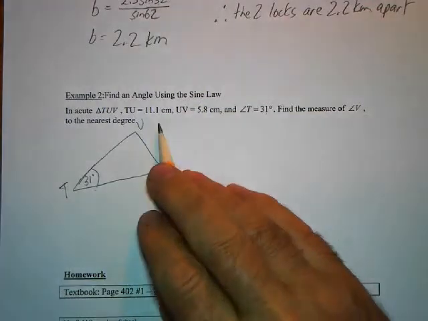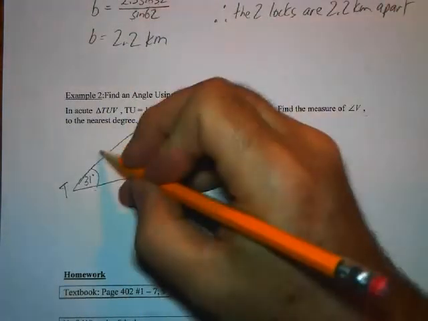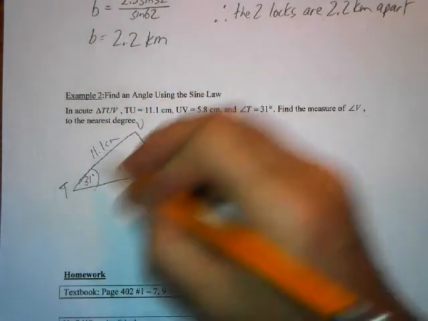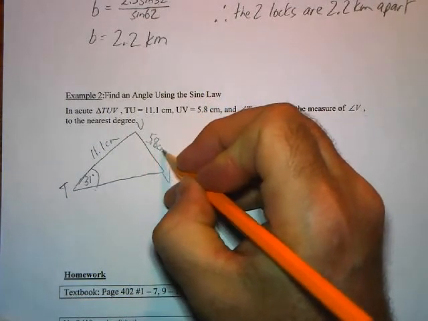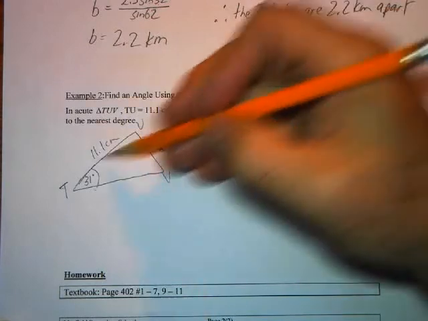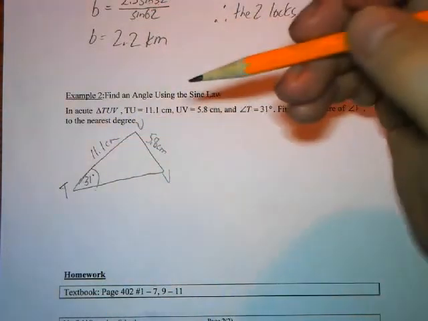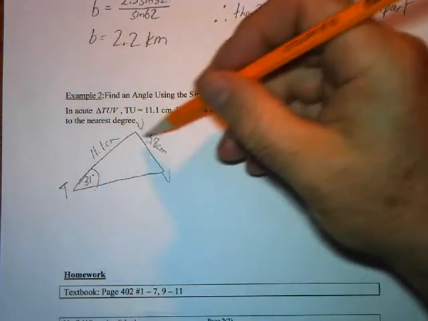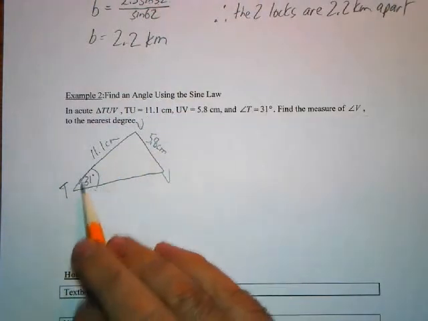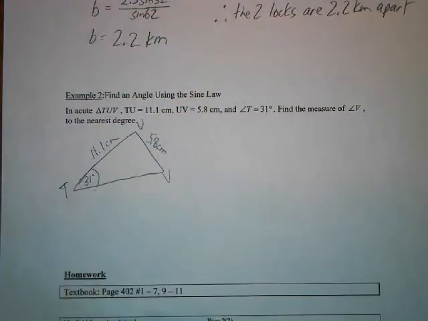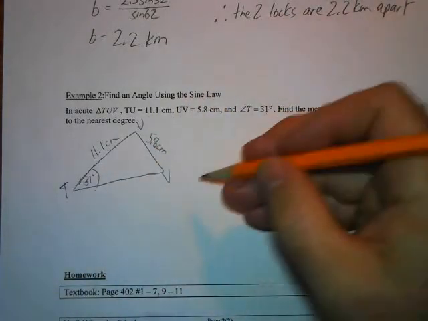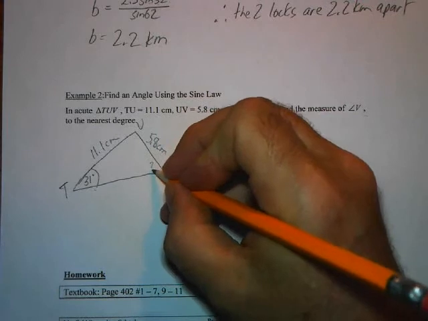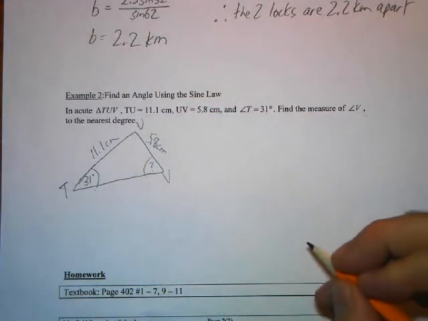Okay, so it says TU is 11.1 centimeters, and UV is 5.8. Now, does it matter if this is a little bit off? No, not at all. As long as you got the information in the right spot in the triangle, that's what's important. So what I'm asked to find is angle V. So I put a little question mark there to remind myself.